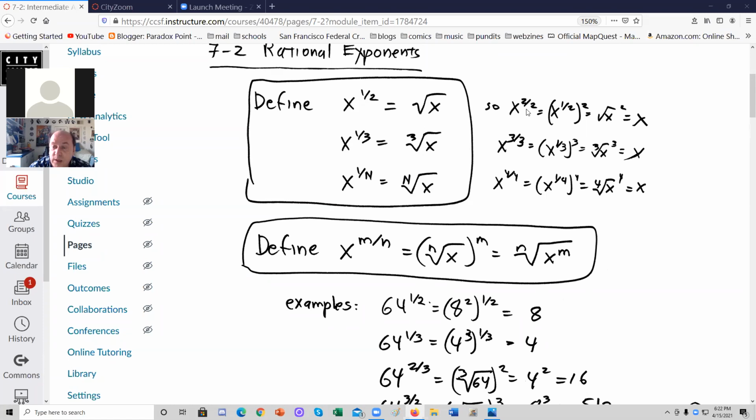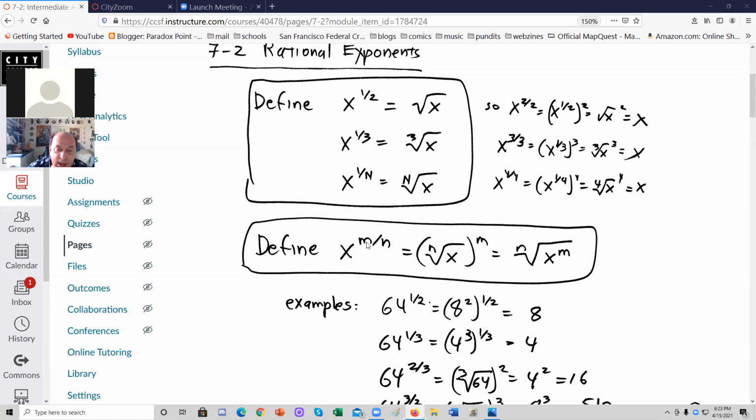Therefore, x to the 2/2 is the square of a half power, which is the square of a square root, which is x. X to the 3/3 is the cube of a 1/3 power, which is a cube of a cube root, which is x. X to the 4/4 is a fourth power of a fourth root, and therefore again x.